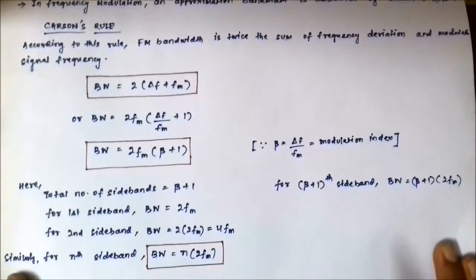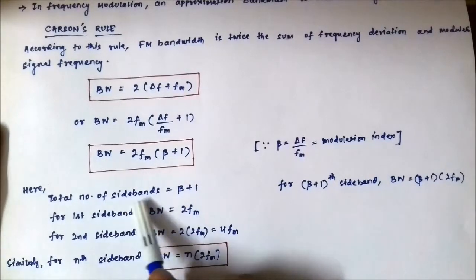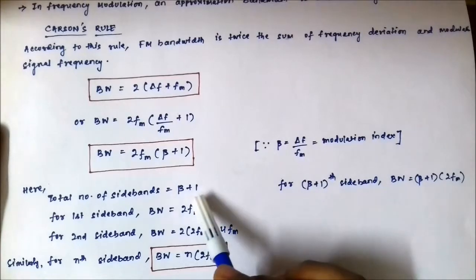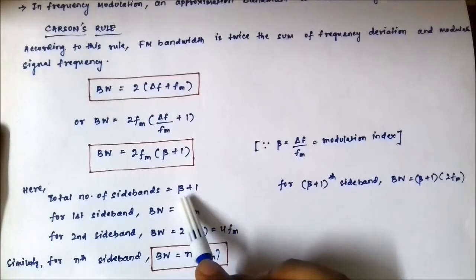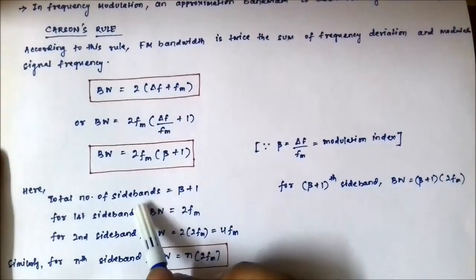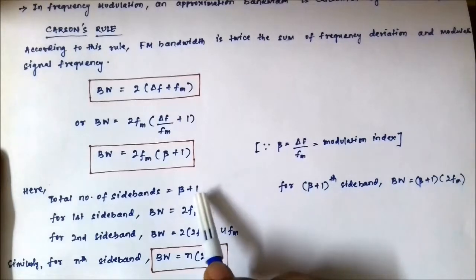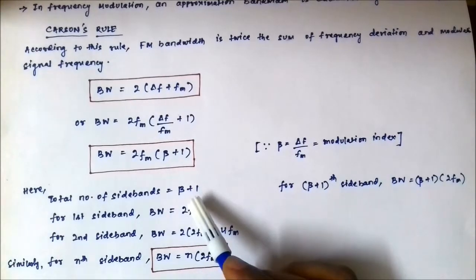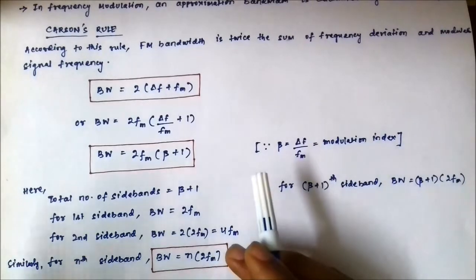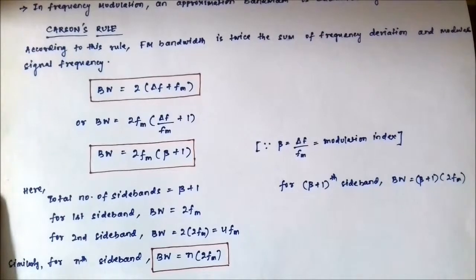Now here, some of the things that are associated with it are, the total number of sidebands is beta plus 1. Now as I said, the value of beta or modulation index in frequency modulation is much greater than 1. So the number of sidebands will be much greater than 1 as compared to amplitude modulation, in which the number of sidebands was only 2, the upper and lower sidebands. So the number of sidebands in frequency modulation is high as compared to amplitude modulation.